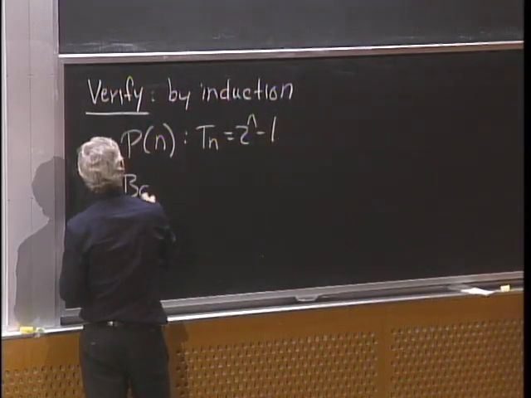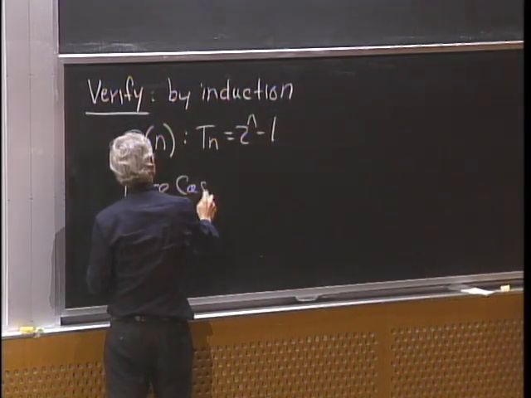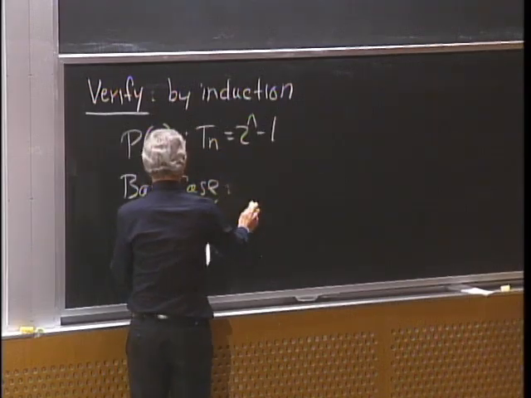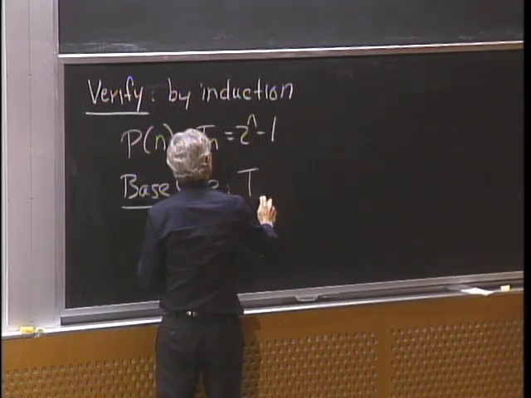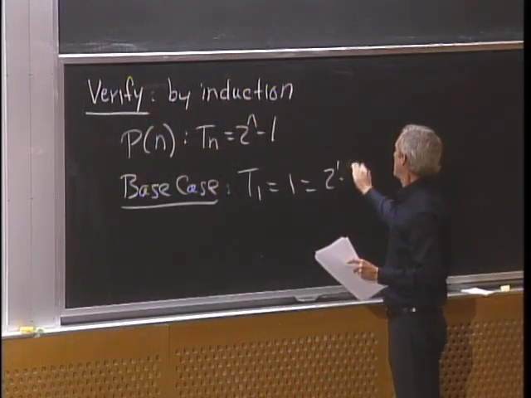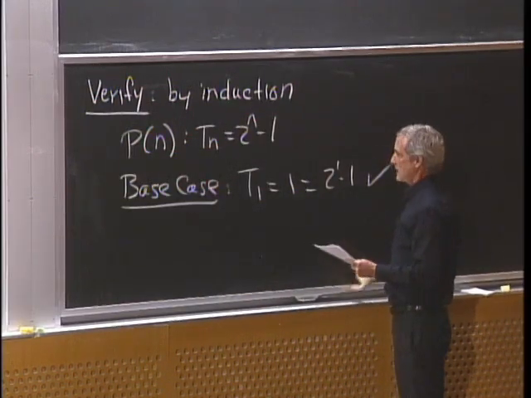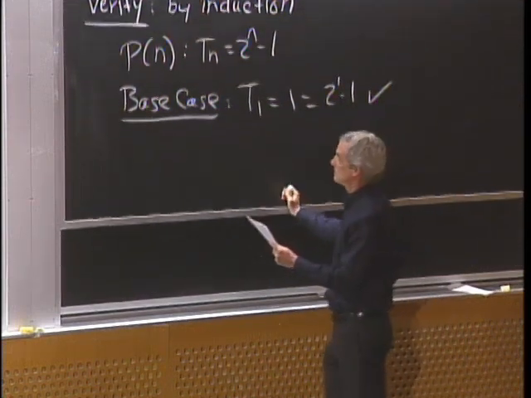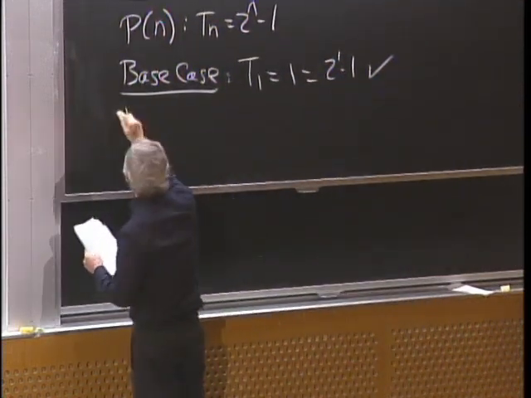Base case, we'll pick n equals 1. T of 1 is 1. And that is 2 to the 1 minus 1. So the base case works. Now we'll do the inductive step.